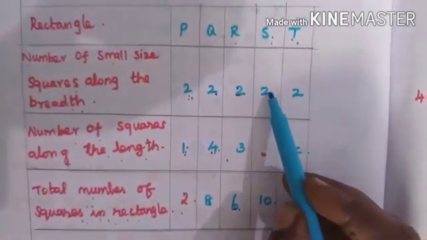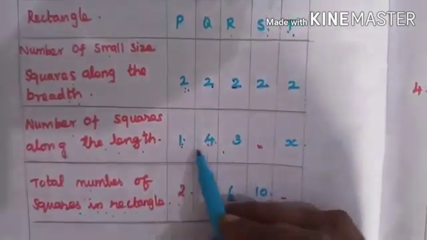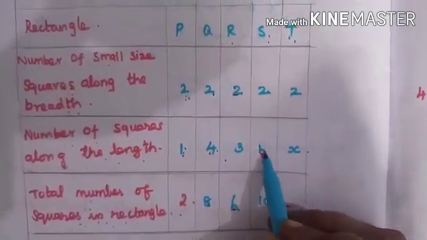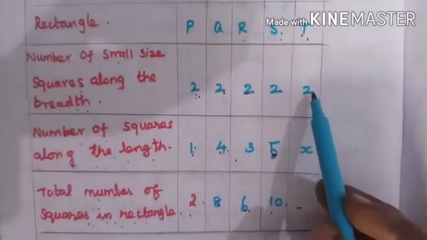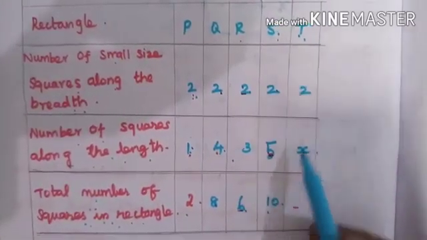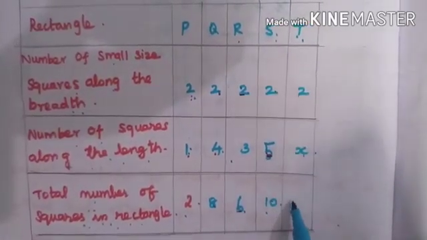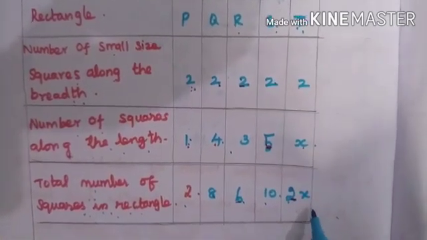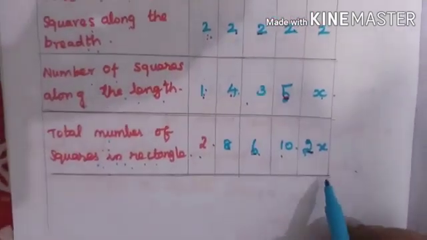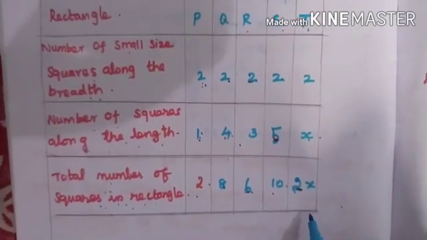And here in S, we are having 2 and along the length, we will be having 5 squares. Therefore, 2 5s are 10. Now, along the breadth 2 and along the length x. Therefore, in general we are writing 2x, that is 2 into x. So, this will be the answer for filling the boxes.